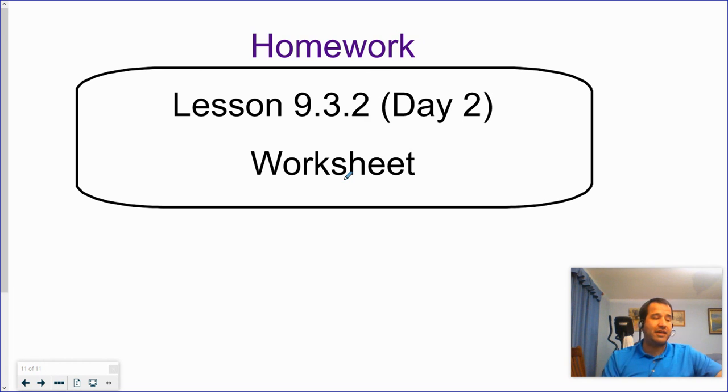Okay. Your homework is a worksheet, so I'll have the worksheet included here. You can print it out, or if you don't have access to a printer, you can just bring it up on the screen and copy from there.